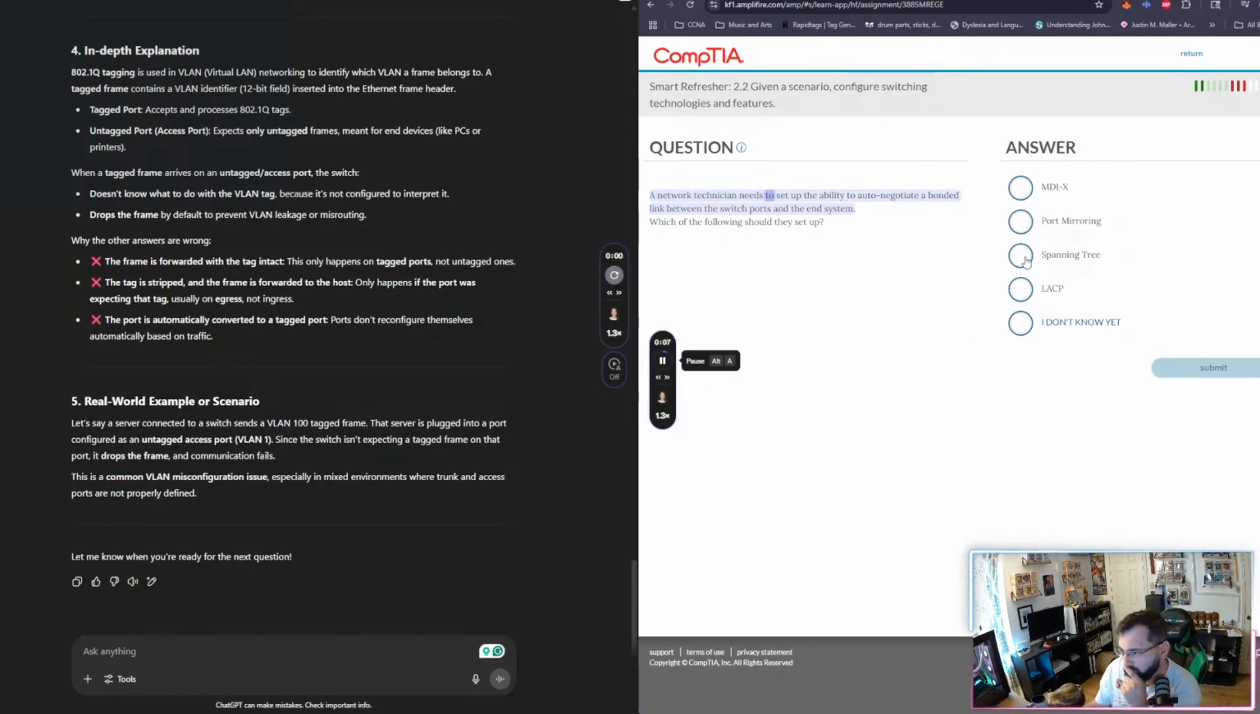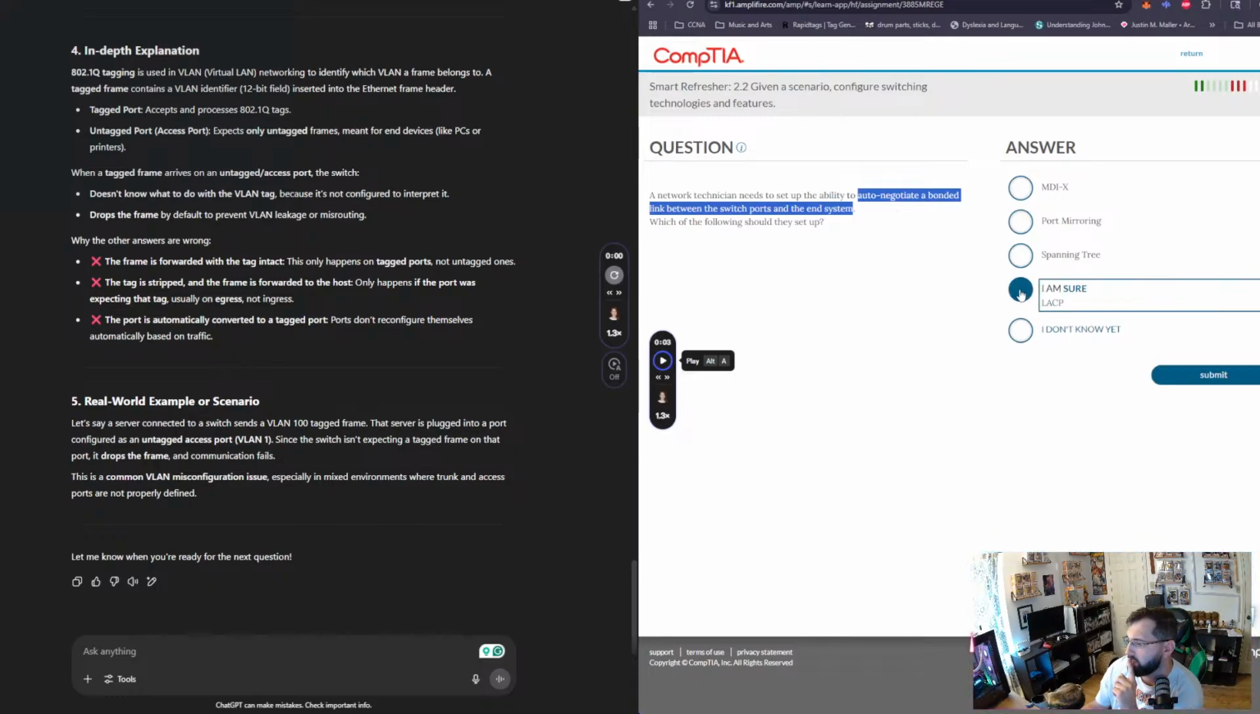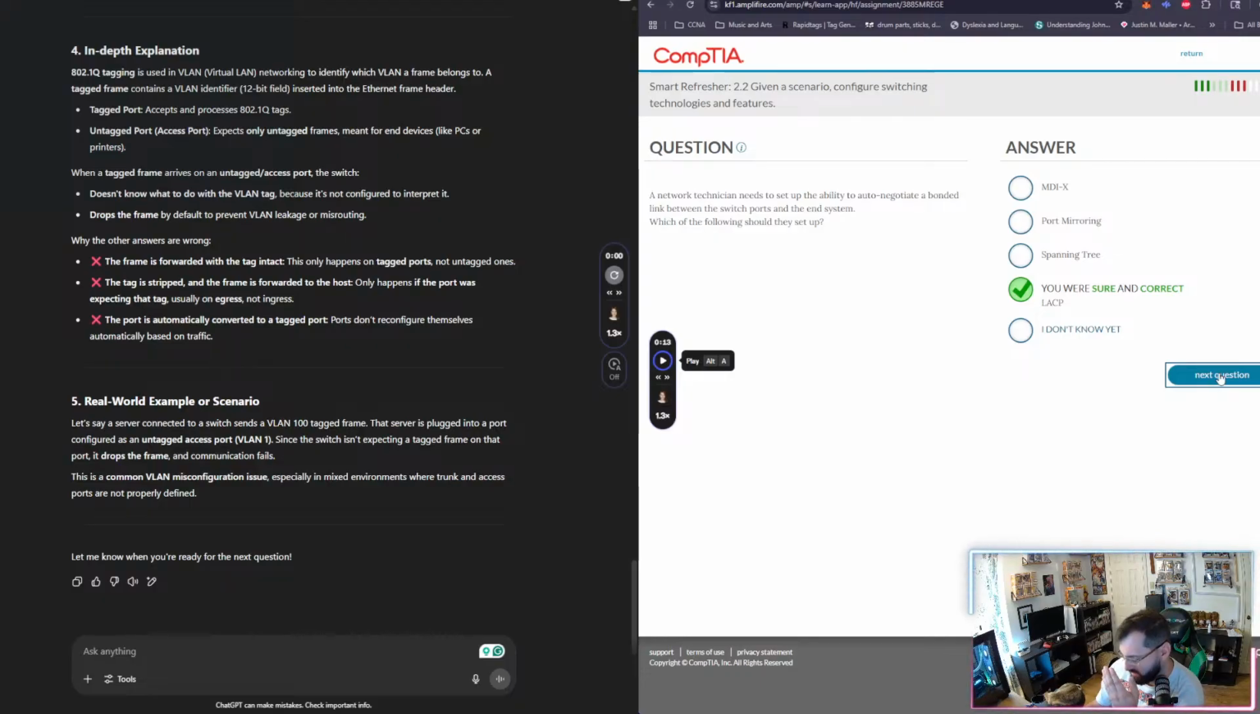A network technician needs to set up the ability to auto-negotiate a bonded link between the switch ports and the end system. Which of the following should they set up? I just went over that. Aggregate. I'm pretty sure that's the answer. But what does it mean? Is it link aggregate something protocol?